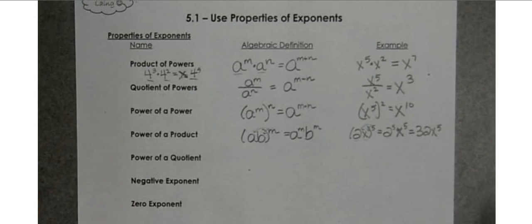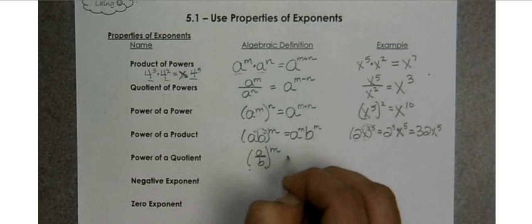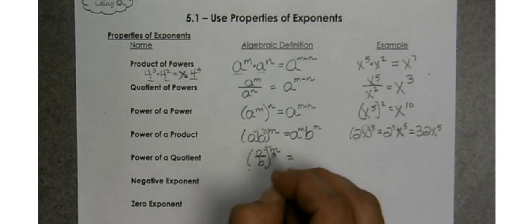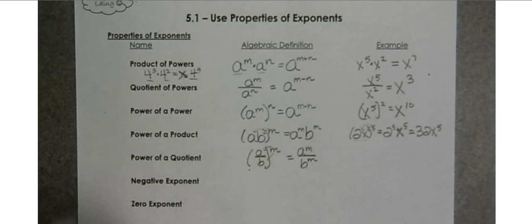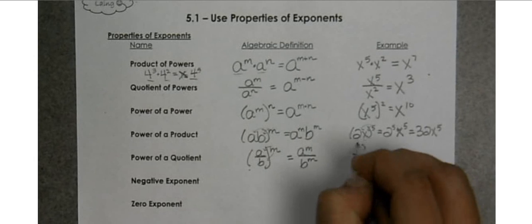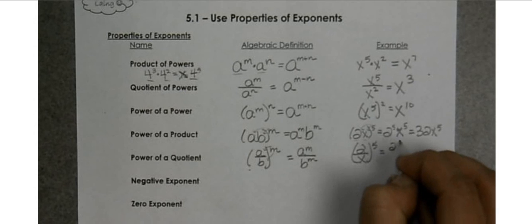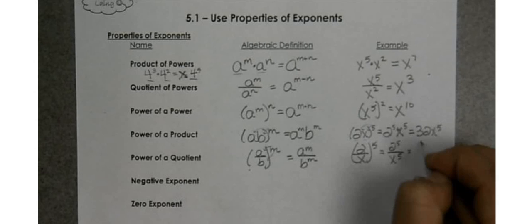So the power of a quotient means that we have a quotient, like a over b, raised to a power. And again, we apply the exponent to both the numerator and the denominator. So if we had 2 divided by x to the 5th, we would want to apply that exponent to the numerator and to the denominator. And then, as always, if possible, evaluate those numerical powers.